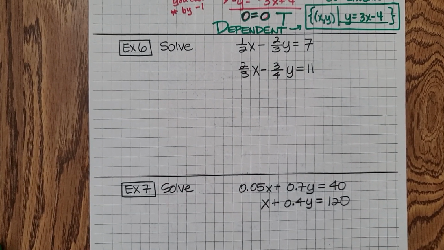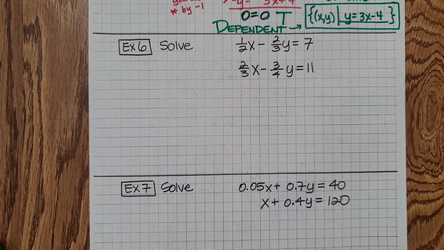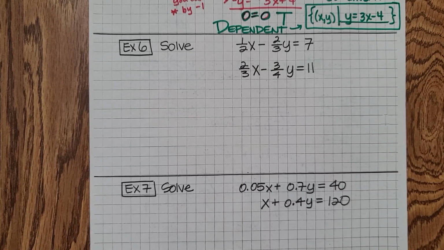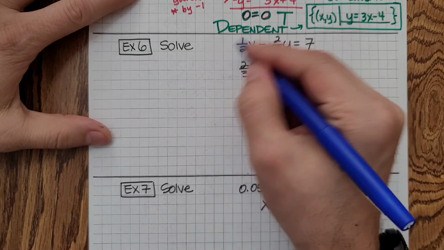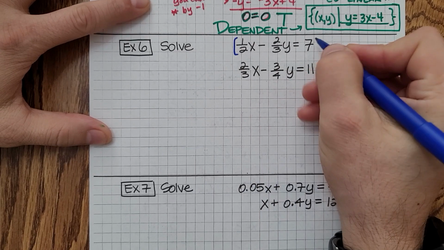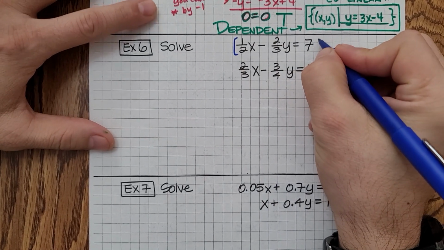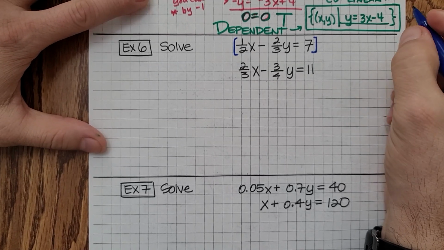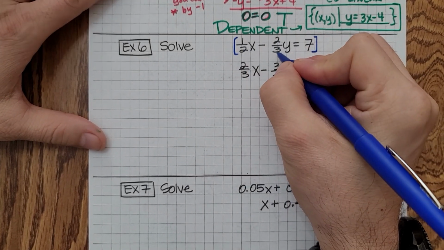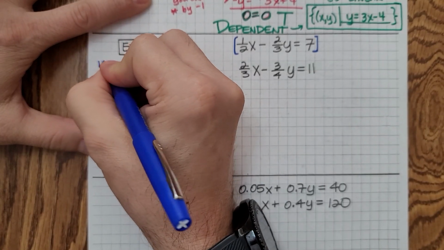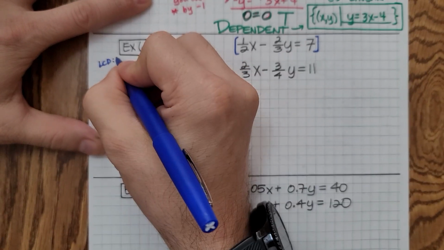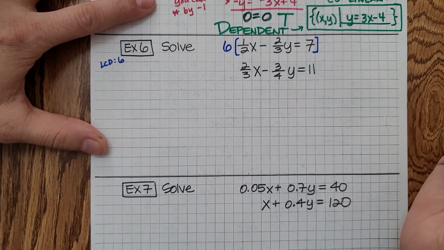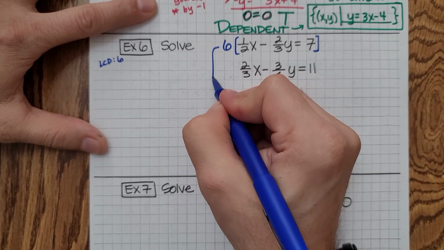All right, let's deal with one problem with the fraction, one problem with the decimal, and call it a day. Let's start off with this problem here: 1/2 x minus 2/3 y equals 7. Think of a number that would get rid of the divided by 2 and the divided by 3. What is our least common denominator, at least for the first equation? It should be the number 6. So let's multiply this entire equation by 6.